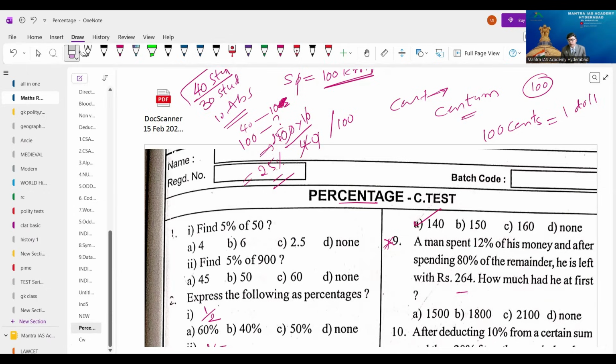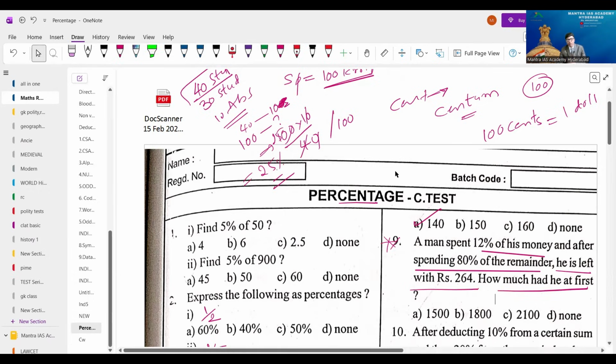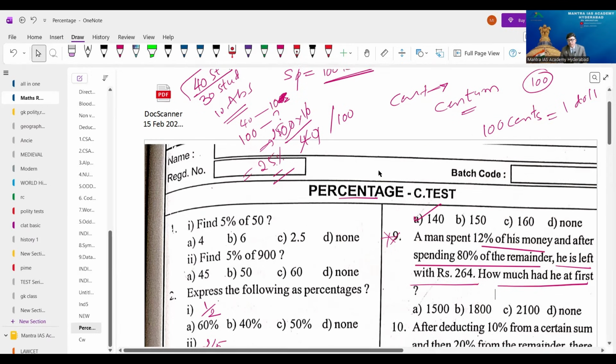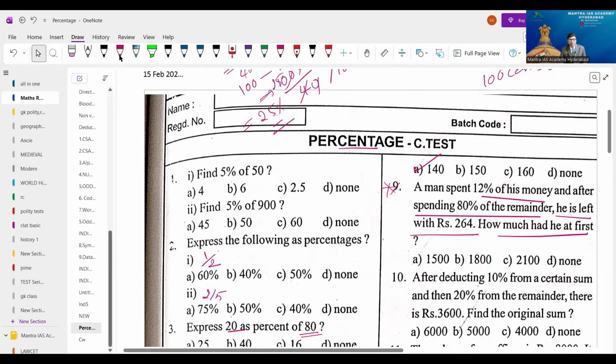Right? Now come to the point. The next question is very important actually. That's the 9th one here. A man spent 12% of his money, and after spending 80% of the remainder, he is left with rupees 264. How much had he at first? Superb question. It is very fantastic. In this case also, I'll tell you an extraordinary shortcut, please. Whenever you have this type of problems, you can do wonders. So just observe the point.